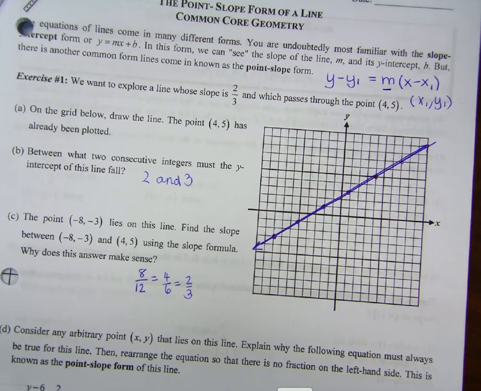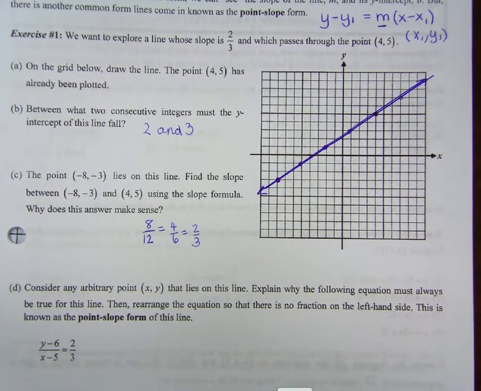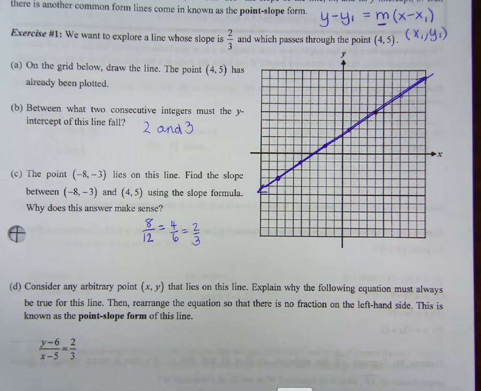All right, the next thing we're going to look at with this one: it says, consider any arbitrary point (x, y) that lies on the line. Explain why the following equation must always be true for the line. Then rearrange the equation so that there is no fraction on the left-hand side. And this is known as point-slope form.